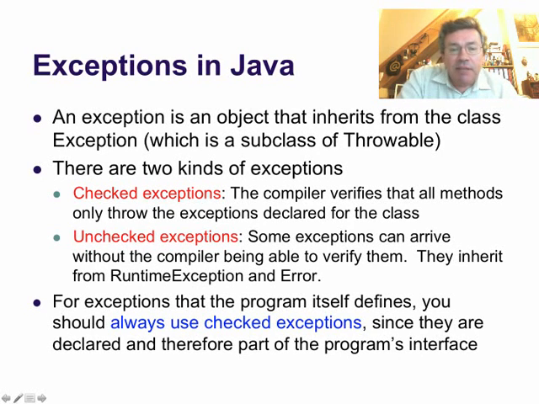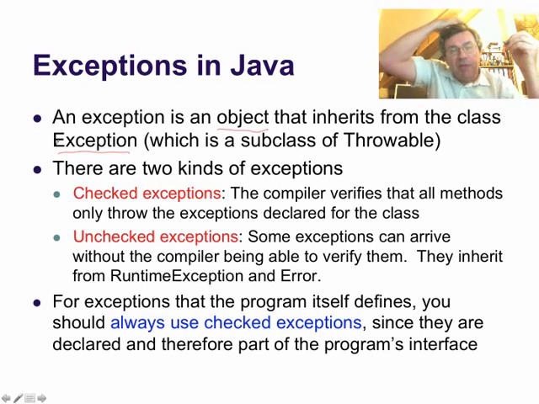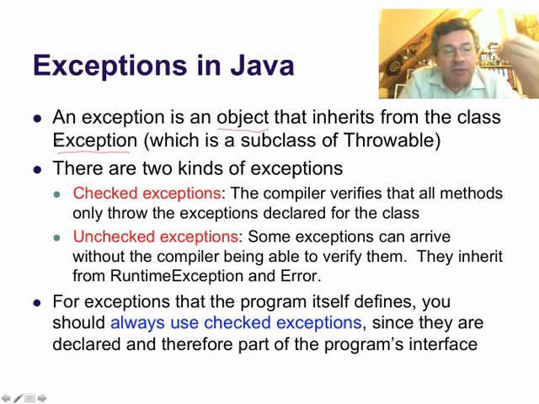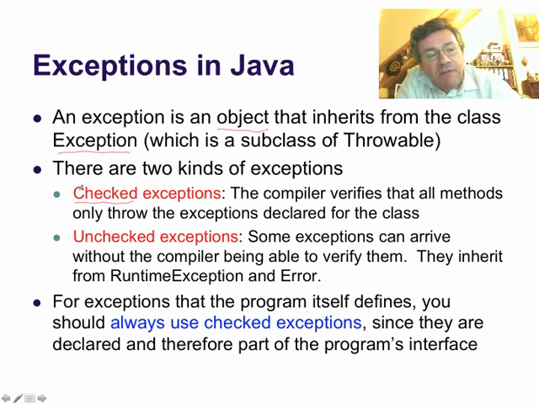Let me now talk about exceptions in Java. In Java, an exception is an object and inherits from the class Exception, which is itself a subclass of Throwable. And in Java, there are two kinds of exceptions: checked exceptions, which are declared for the class, and unchecked exceptions, which can arrive without the compiler being able to verify them. So they inherit from RuntimeException and Error.